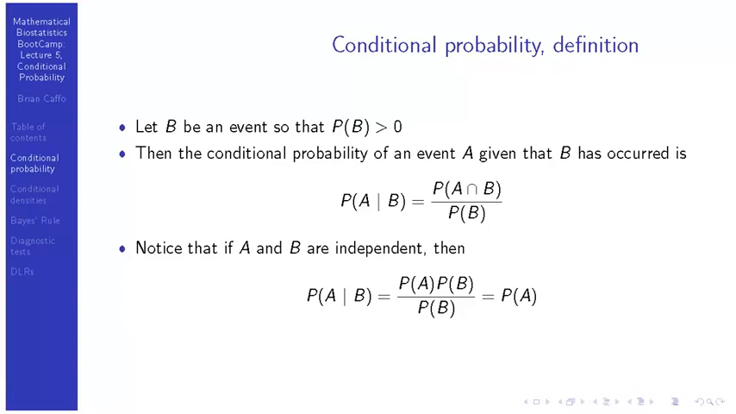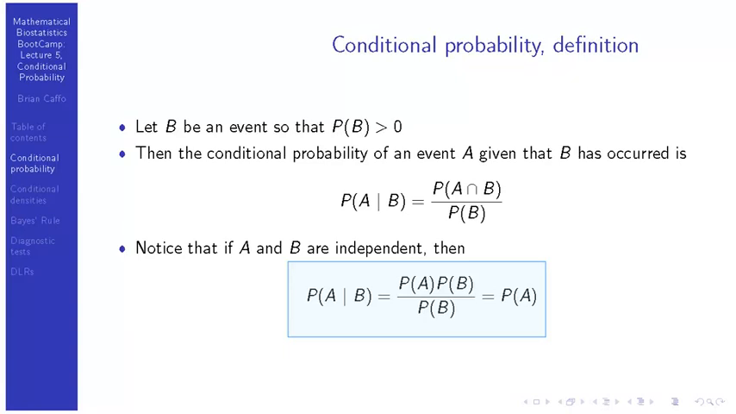So the definition of a conditional probability of an event is: the probability of the event A occurring given that the event B has occurred is the probability of the intersection divided by the probability of B. Now, notice if A and B are independent, then the probability of A given B, well, the numerator component, the intersection, A intersect B, factors into the product of the two probabilities, probability of A times the probability of B. The probability of B cancels out in the numerator and denominator, and you're left with the probability of A.